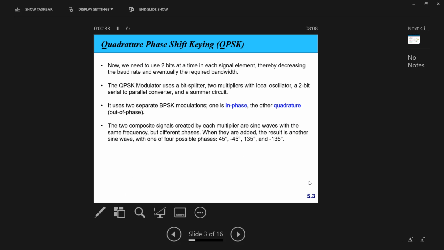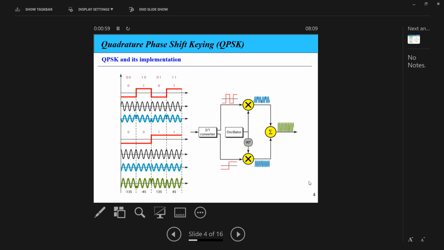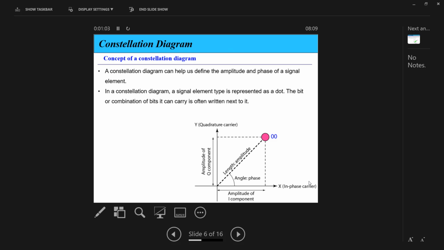Okay, and for the QPSK, we said that we'll use an in-phase carrier and an out-of-phase carrier. In this case, we will use four phases to represent our data. So r will be equal to 2, and we'll have four possible combinations of the bits, or four levels, and then each signal element will include 2 bits. So each signal element will include 2 bits, and this is the implementation for QPSK.